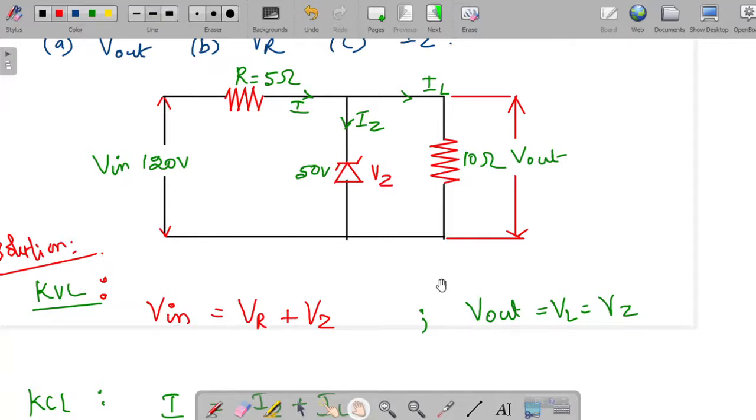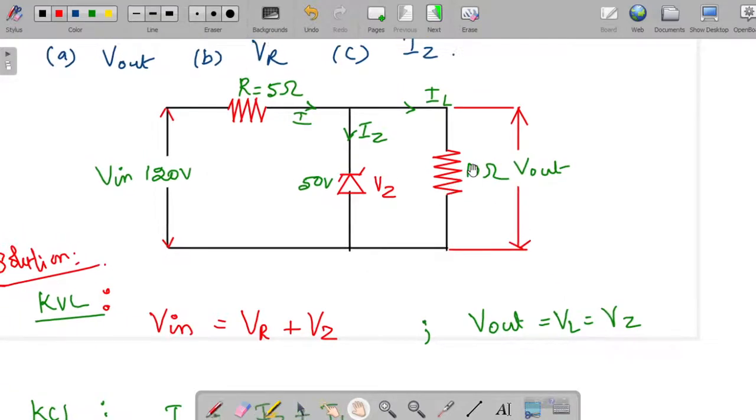So also you should know that this V out, which can also be called as VL, because across the load resistance, this is nothing but the load resistance RL, across which if you measure the voltage, that can be taken as VL. So V out and VL are both the same. Similarly, that is equivalent to this VZ. So these things you should know.